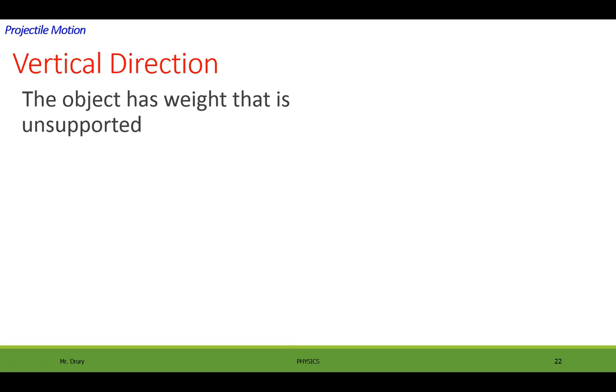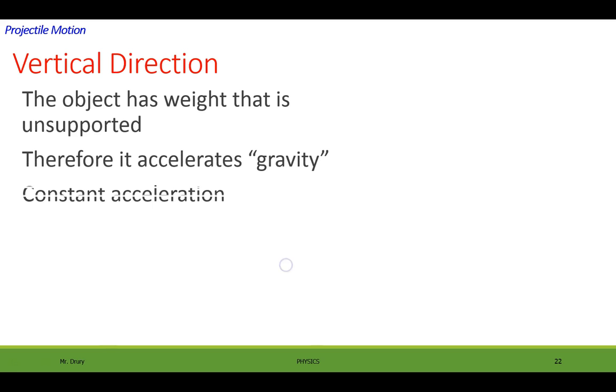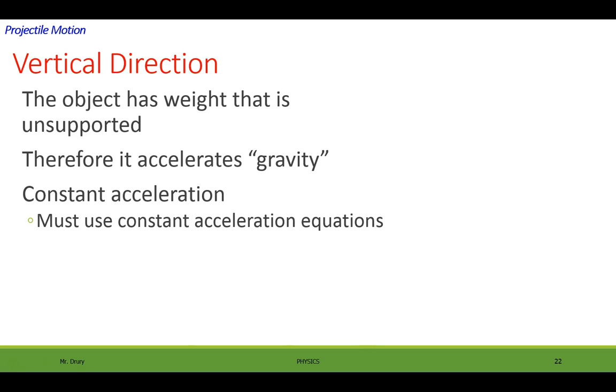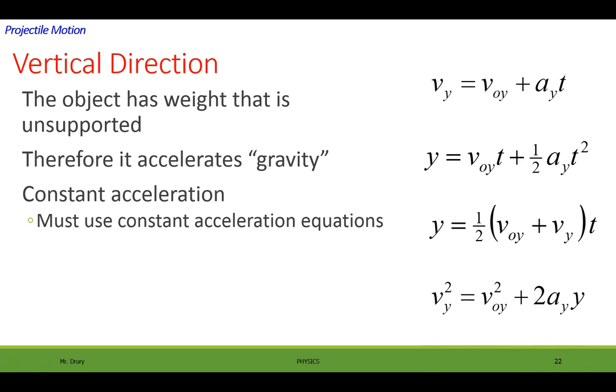Okay? And in the y direction, or the vertical direction, the object is unsupported. Therefore, it accelerates due to gravity. And since gravity is a constant acceleration, you therefore must use the constant acceleration equations. And when you use these constant acceleration equations, notice that the a can be replaced with gravity, the gravitational constant.